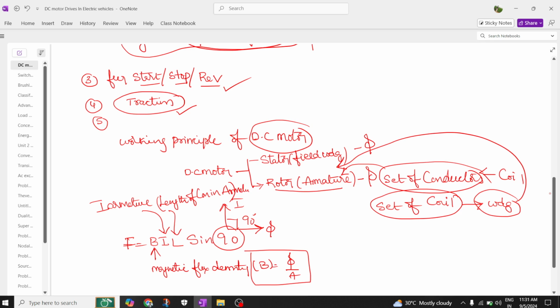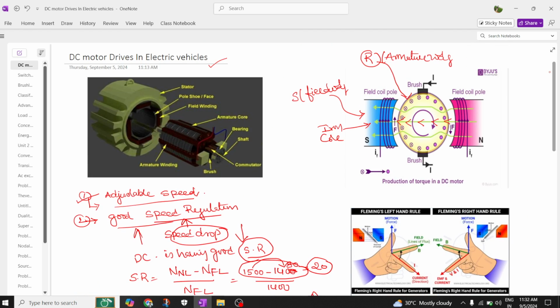Okay, the angle between this flux and current is 90 degrees. Therefore BIL is the force experienced by the conductor in the magnetic field. This is the amount of force experienced by the conductor in a magnetic field. Now let us see how it happens.